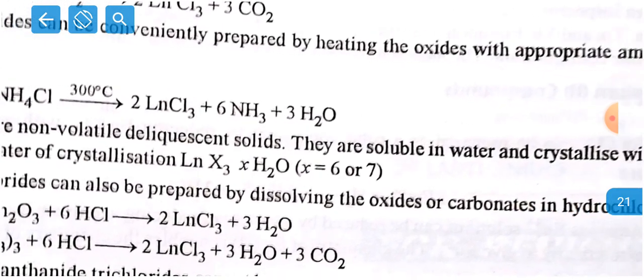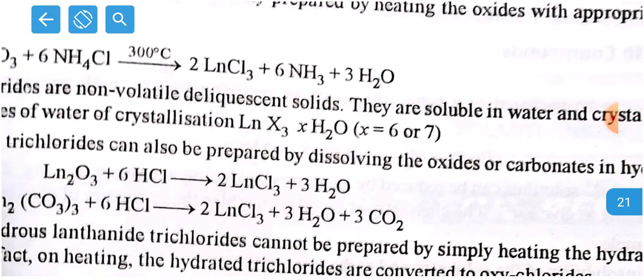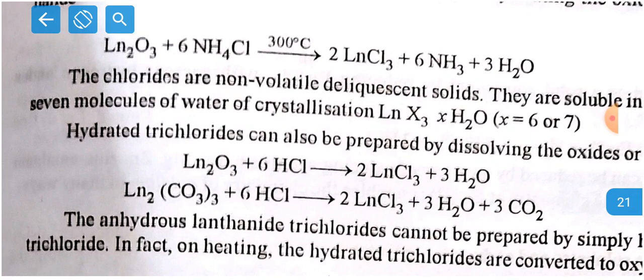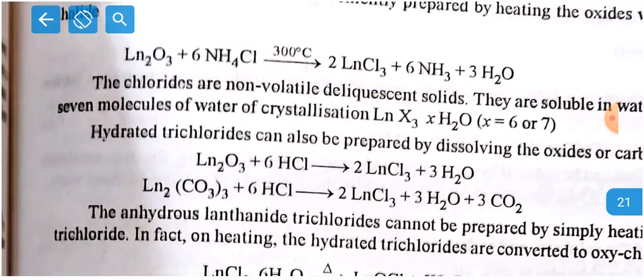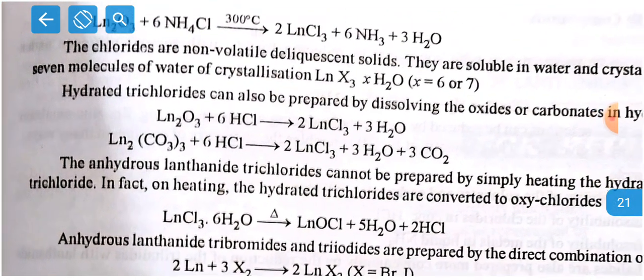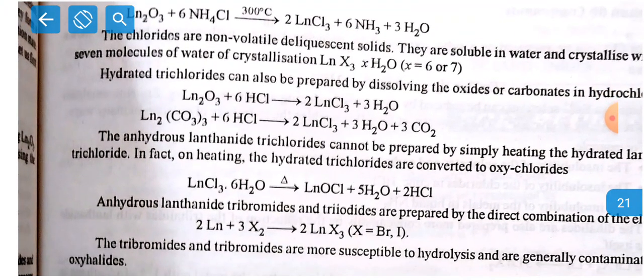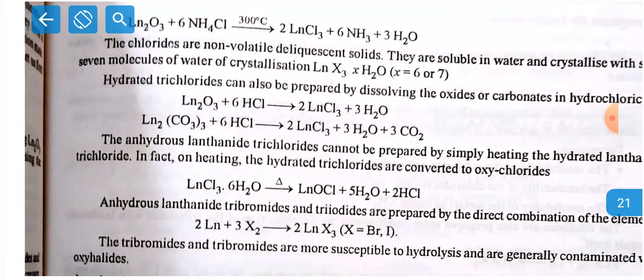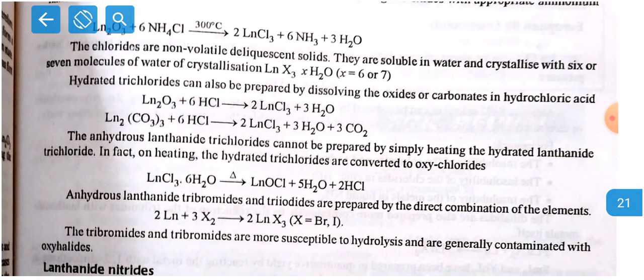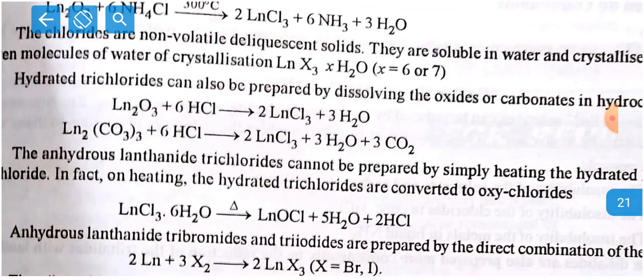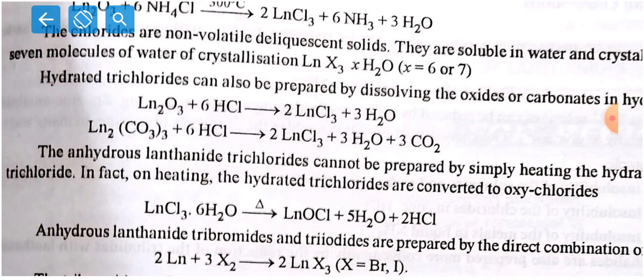They are soluble in water and crystallize with 6 or 7 molecules of water of crystallization, LnCl3.xH2O, where x is 6 or 7. Hydrated chlorides can also be prepared by dissolving the oxides or carbonates in hydrochloric acid. Ln2O3 plus 6 HCl gives 2 LnCl3 plus 3 H2O. Ln2(CO3)3 plus 6 HCl gives 2 LnCl3 plus 3 H2O plus 3 CO2.